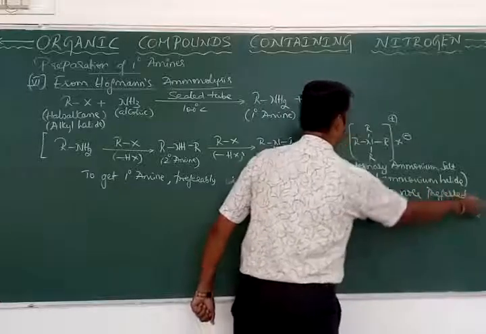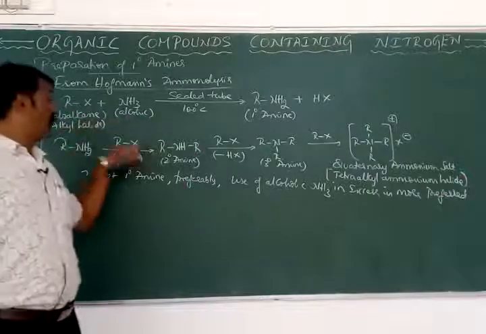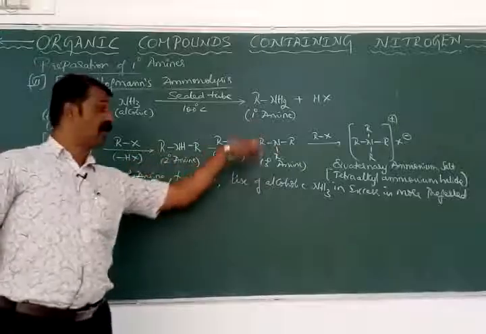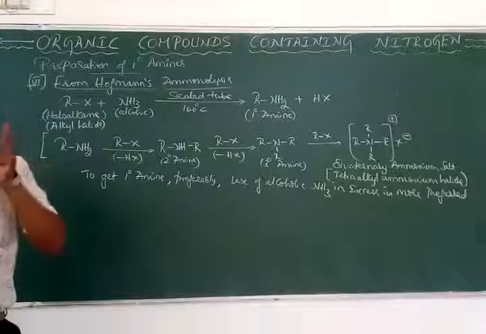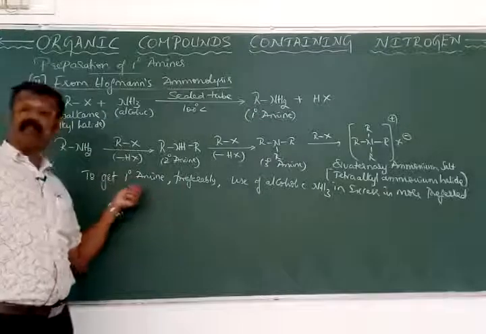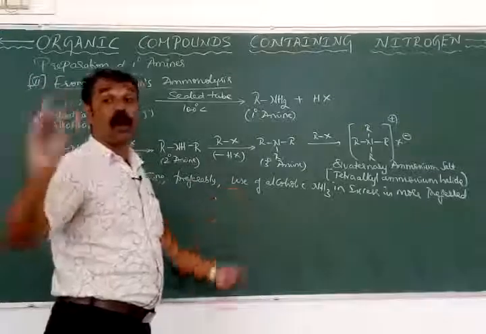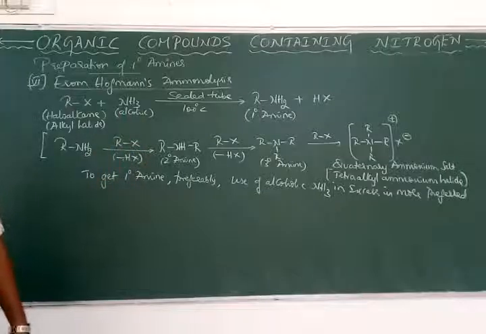Because if haloalkane is taken in excess, what happens? It further undergoes substitution reaction to form secondary amines, then tertiary amines, and then the quaternary ammonium salt. To isolate or separate all four different components from the primary amine is very difficult. So to get the primary amine as a major product, what do we have to do? Preferably we have to use alcoholic ammonia as the excess reactant.